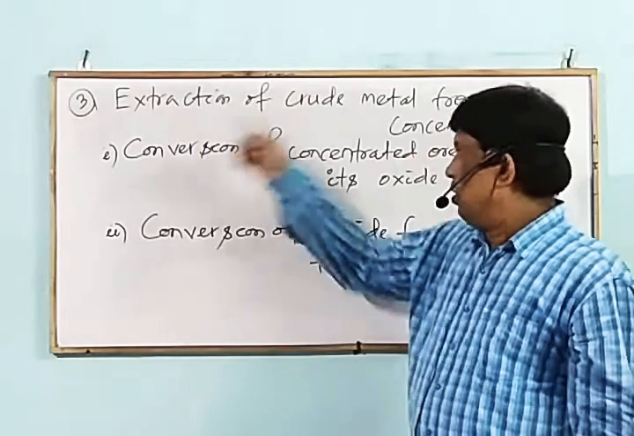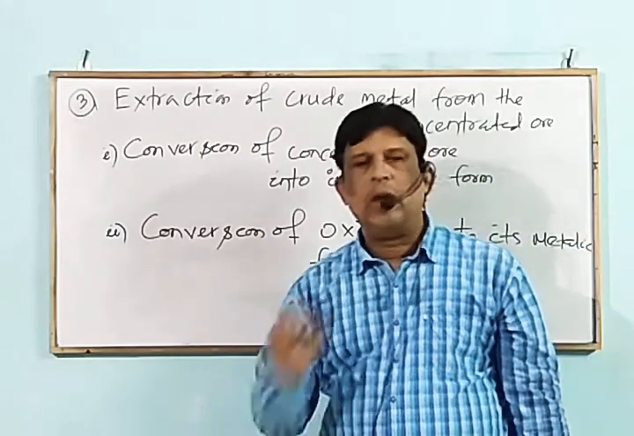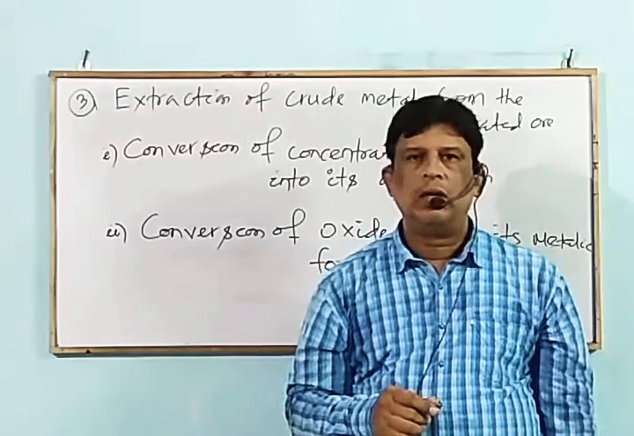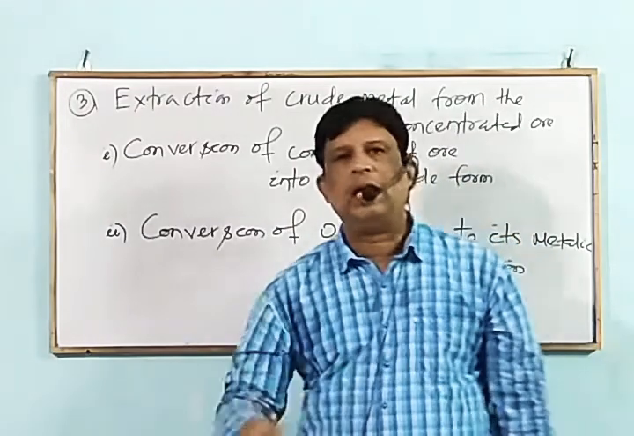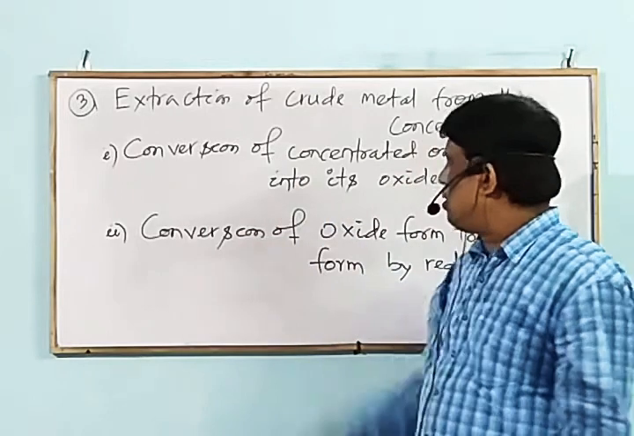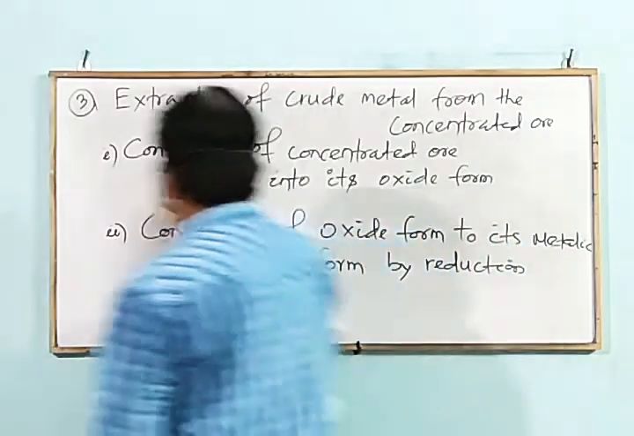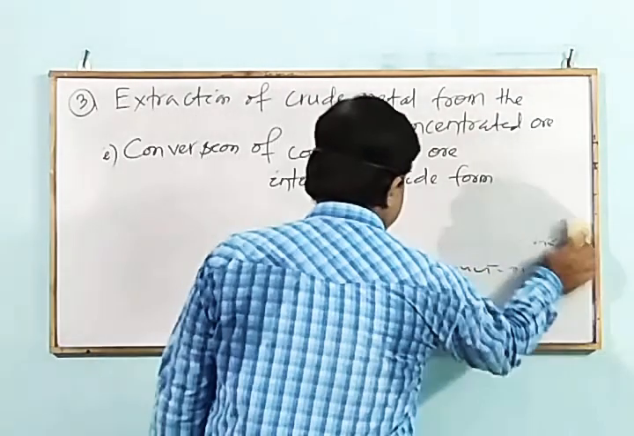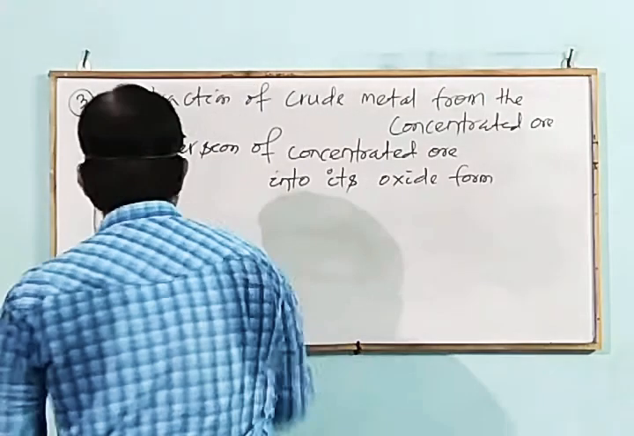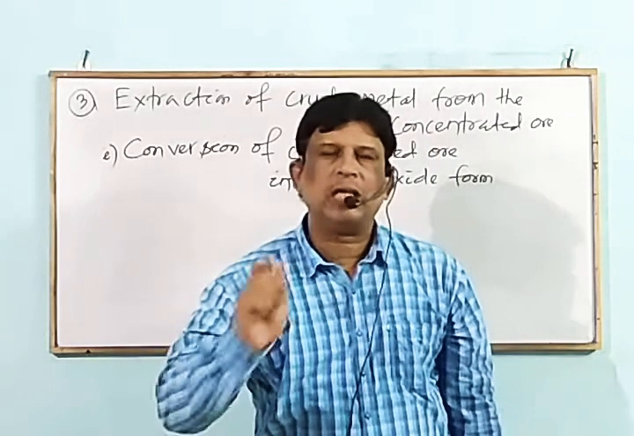That means the extraction of crude metal again follows two sub steps. One is the concentrated ore transferred to oxide form. Then it is reduced to the metallic form. Let us discuss one by one. First one is conversion of the concentrated ore into its oxide form. First we discuss conversion of concentrated ore into its oxide form.